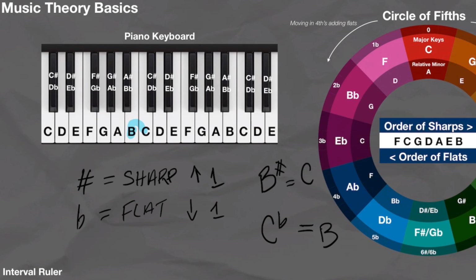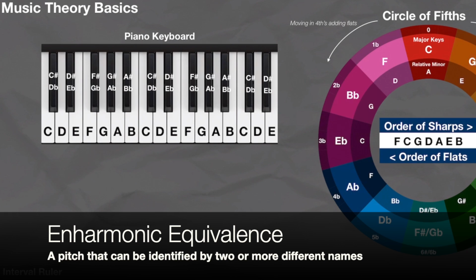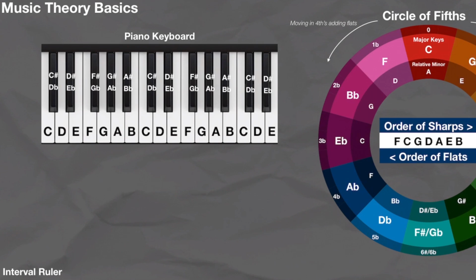B sharp and C are the same note. This phenomenon is called enharmonic equivalence. Enharmonic equivalence is when you arrive at a note that sounds the same but has two different names. C sharp and D flat are the exact same pitch, but in certain situations you would call it a C sharp, and in certain situations you would call it a D flat.